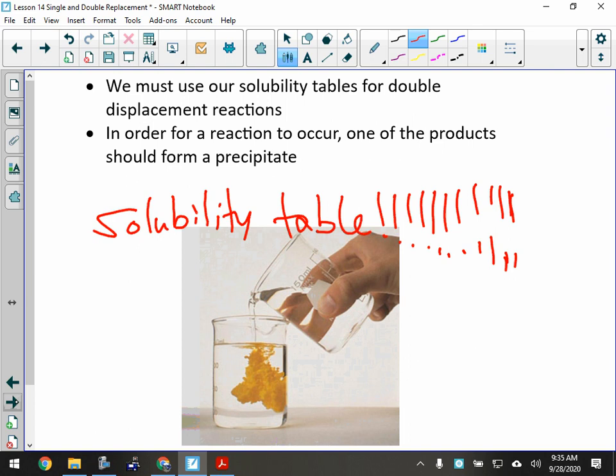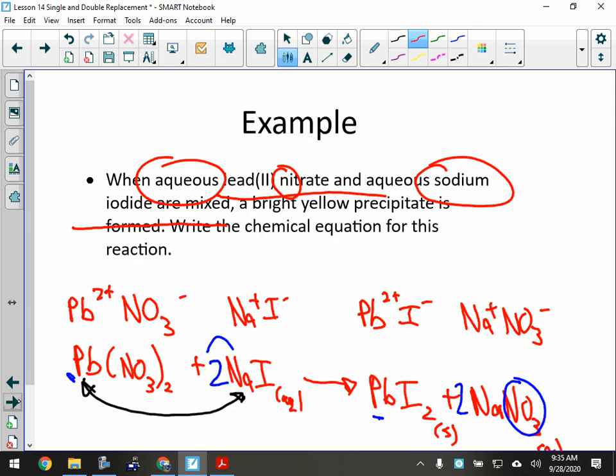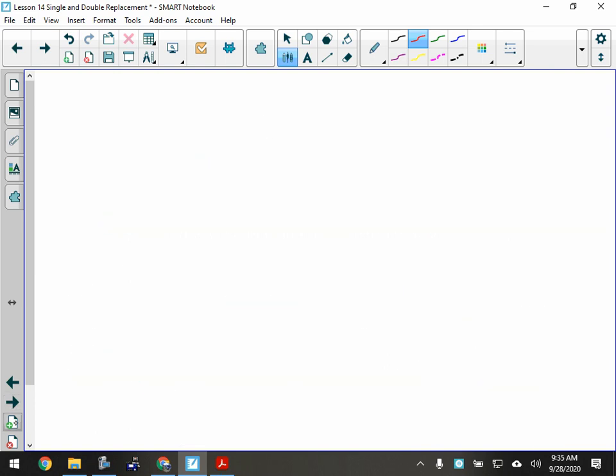One of the products should form a precipitate. That doesn't always happen, okay, just so you know, but keep that in mind. All right, let's get to the examples here. Where are we? Aqueous lead(II) nitrate.